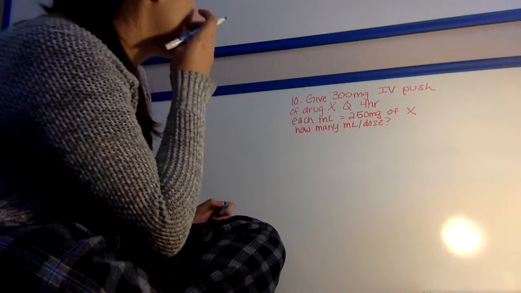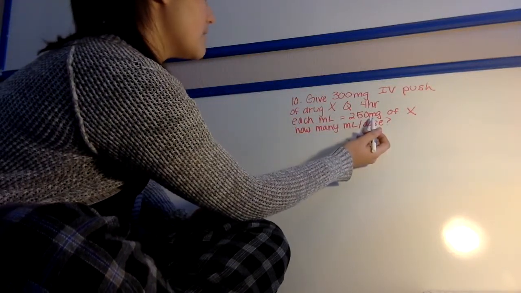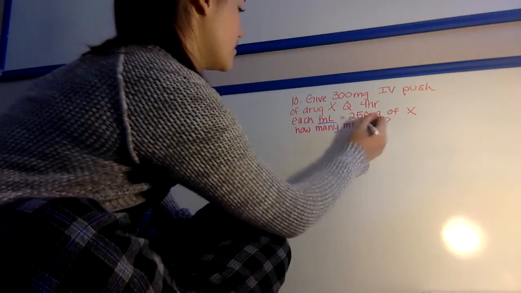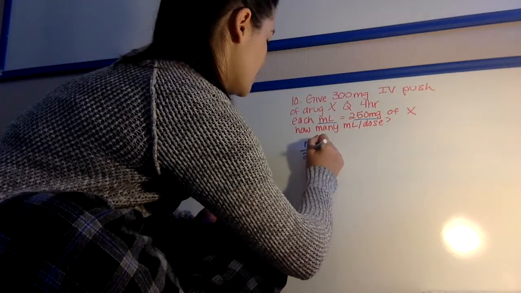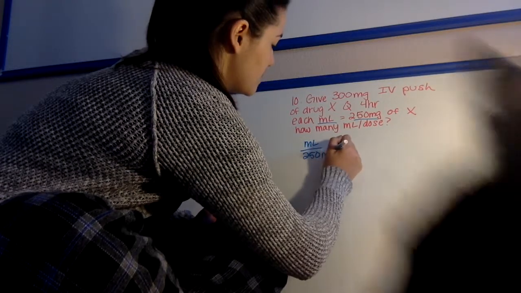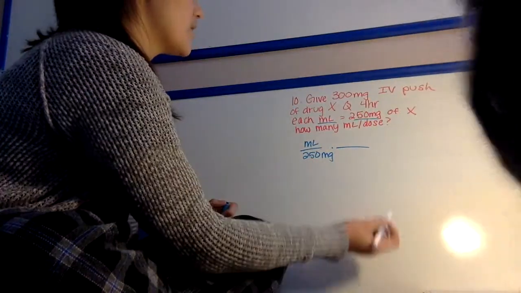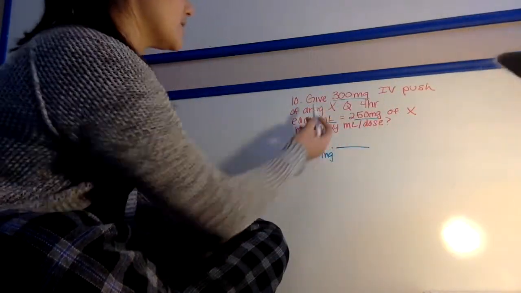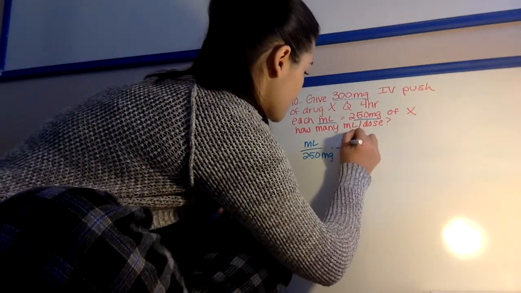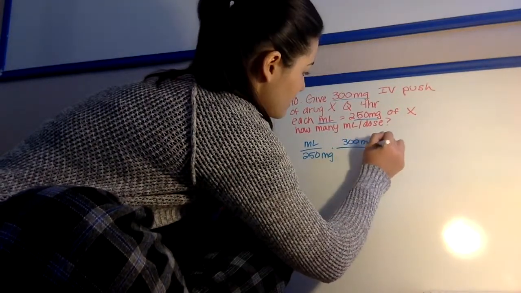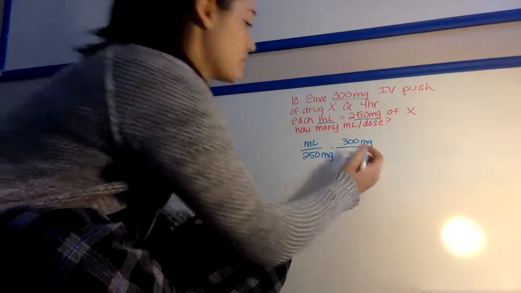So here we have every milliliter equals 250 milligrams, so that's what we're going to start with. I want milliliters over 250 milligrams. Now I have to find a way to get rid of this milligrams here. Well, I have 300 milligrams. That's what I'm ordered to give, so let's place it there: 300 milligrams, and then we're going to be giving this every dose.